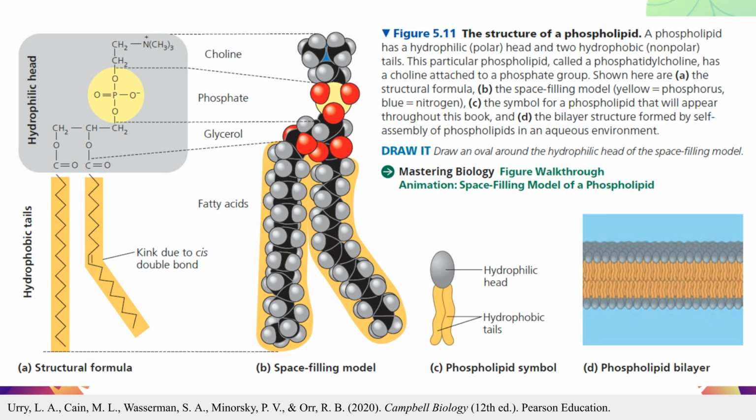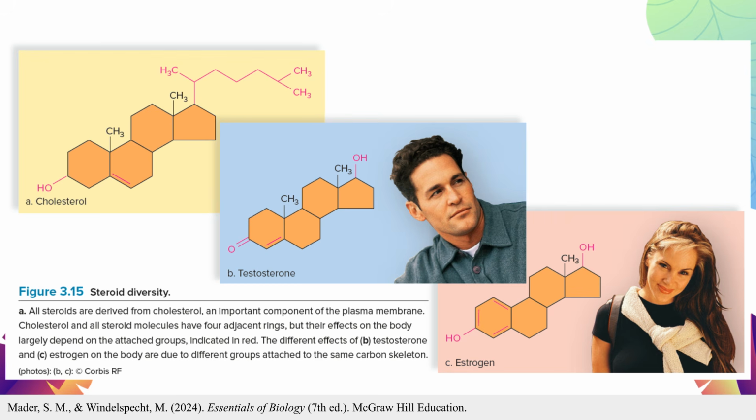Phospholipids are major components of cell membranes. They form a bilayer that separates the cell's internal and external environments. This image shows how lipids are arranged in biological membranes. Their structure allows membranes to be flexible, yet stable. Steroids are lipids with ring-shaped structures. They function as hormones and as components of cell membranes.